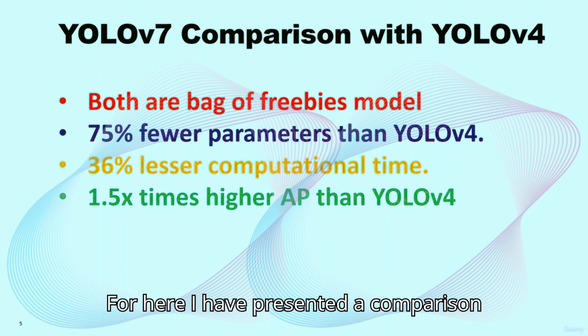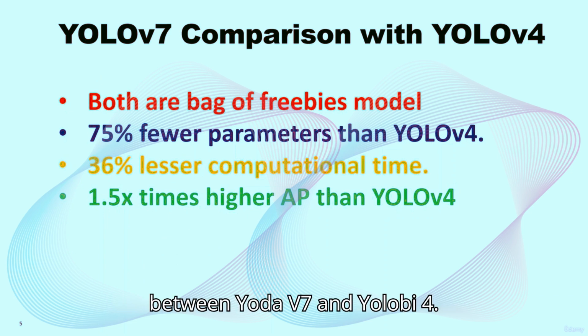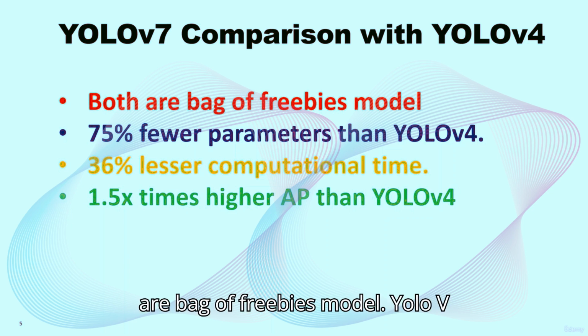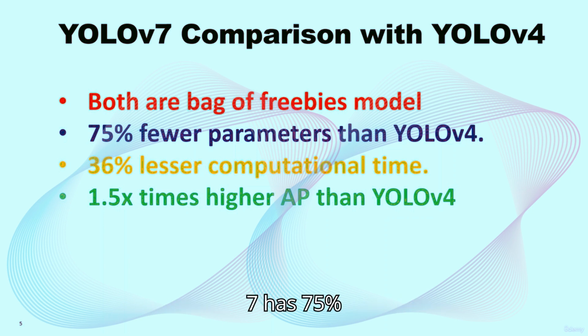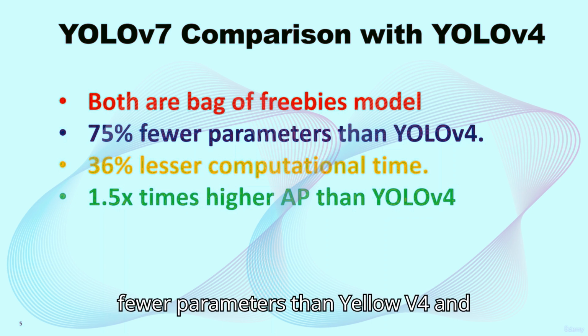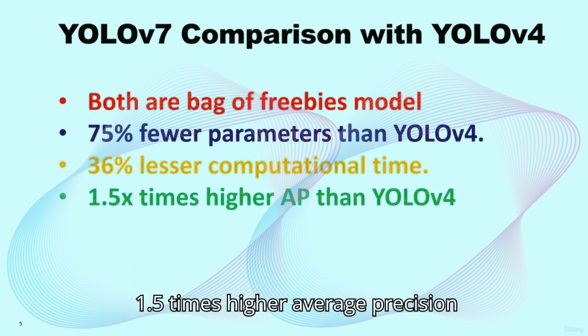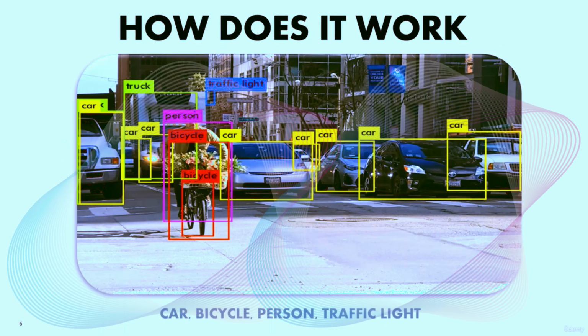Here I have presented a comparison between YOLOv7 and YOLOv4. YOLOv7 and YOLOv4 both are bag of freebies models. YOLOv7 has 75% fewer parameters than YOLOv4 and 36% less computational time. YOLOv7 has 1.5 times higher average precision than YOLOv4.